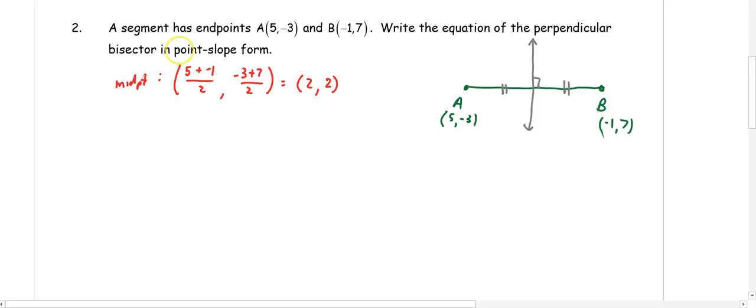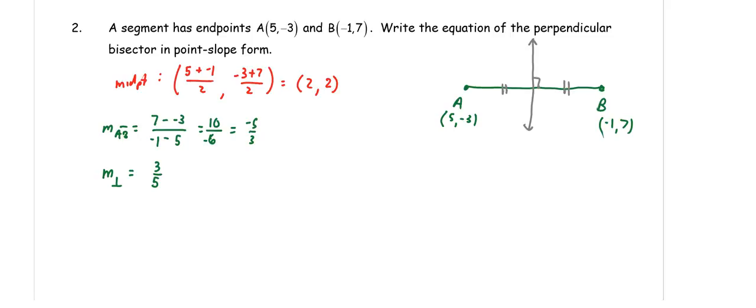Then we need to find our slope of AB. So y2 minus y1 over x2 minus x1. Remember, it doesn't matter which one is x2 and y2. So we get 10 over negative 6, and that reduces to negative 5/3. Remember that we want the perpendicular slope, so we're going to take the opposite reciprocal. So we flip our fraction to become 3/5, and it's positive since the original slope was negative.